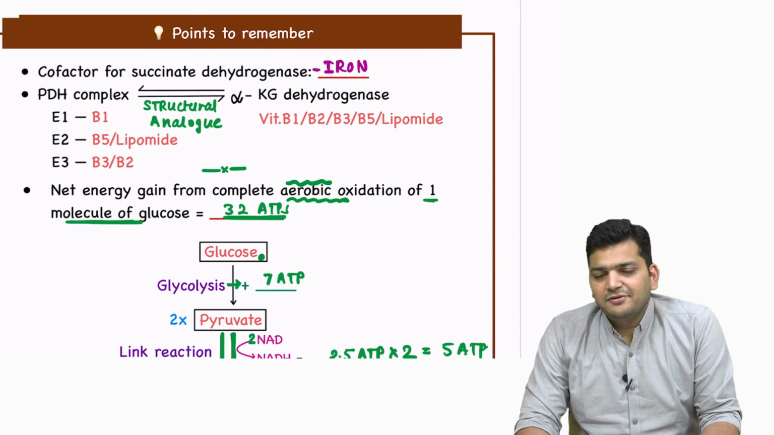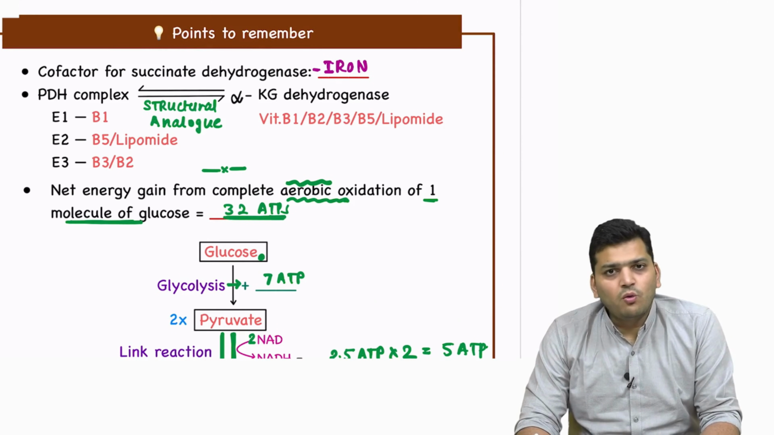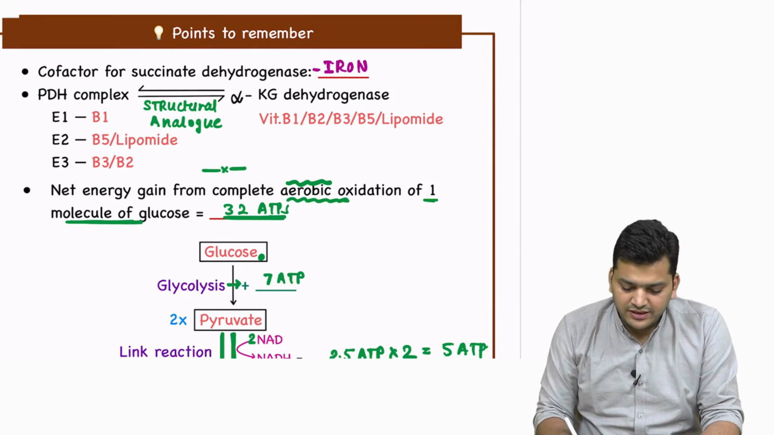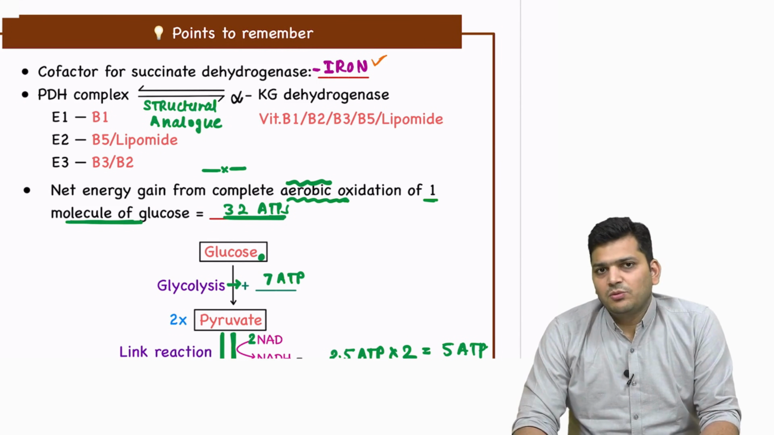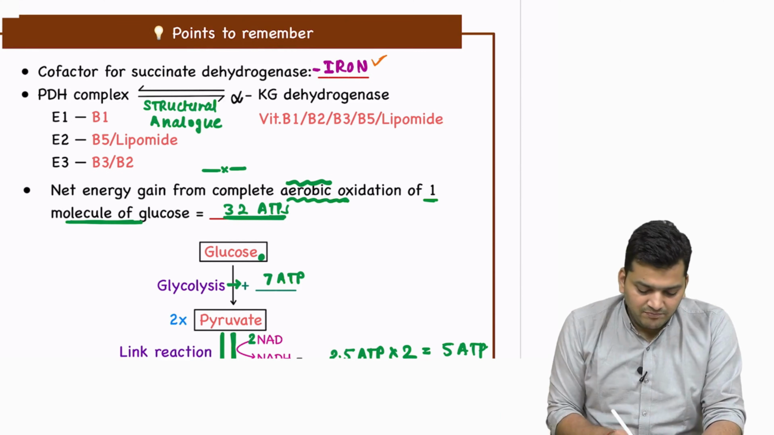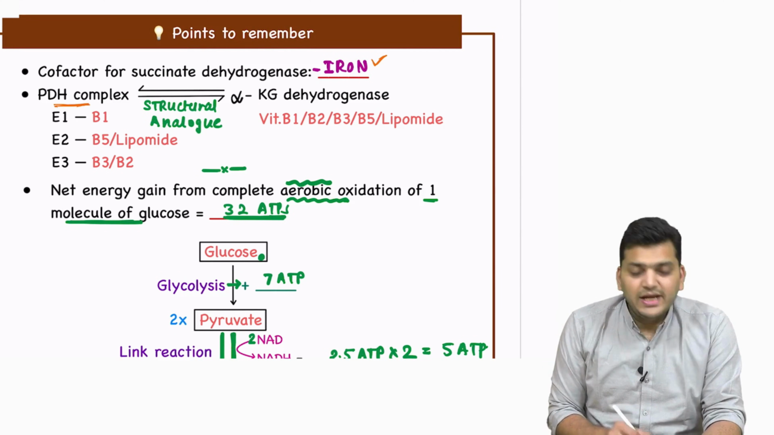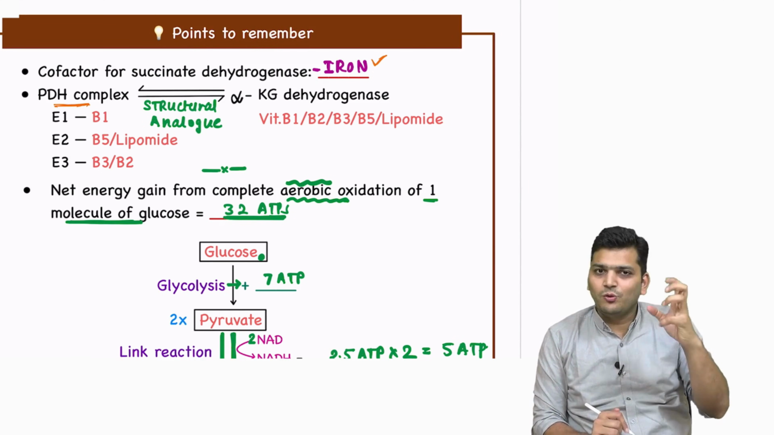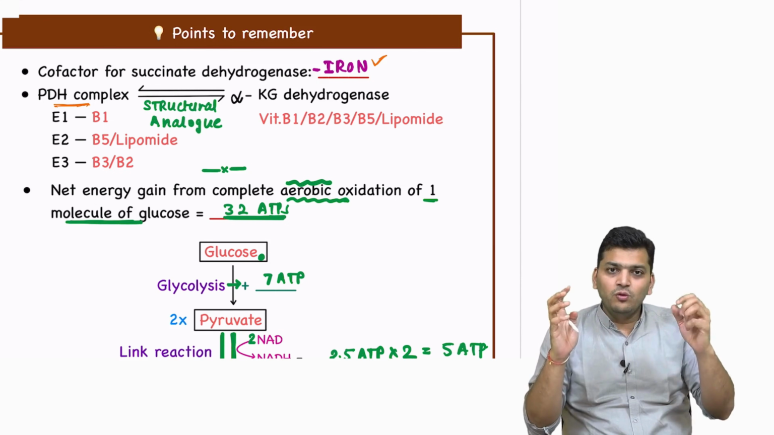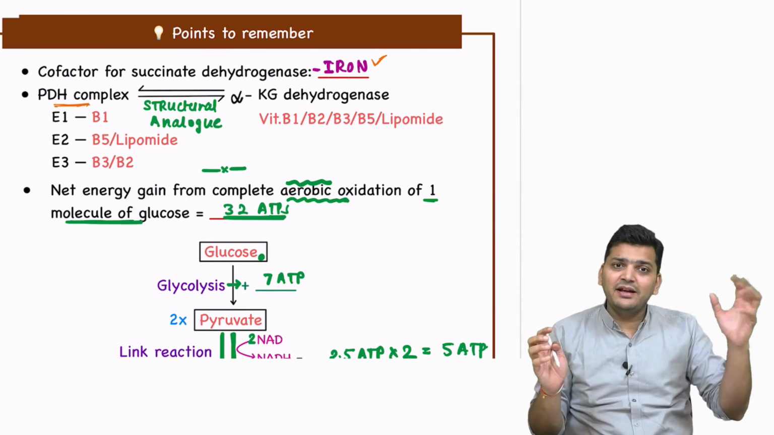The cofactor for succinate dehydrogenase is iron. Just before the Krebs cycle, we discussed the link reaction. In the link reaction, the name of the enzyme was pyruvate dehydrogenase complex. Do you remember there were 3 subunits, E1, E2, E3? What is the coenzyme of E1? B1, E2, B5, E3, B3 and B2.